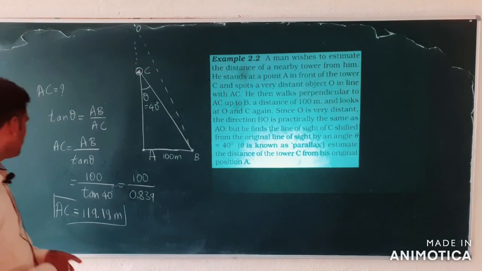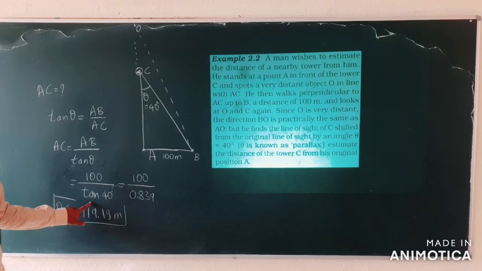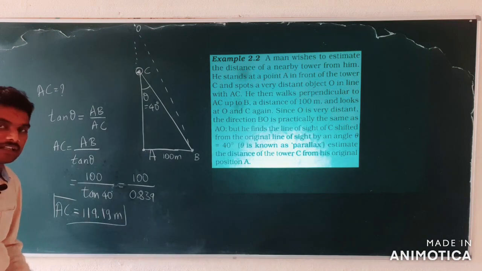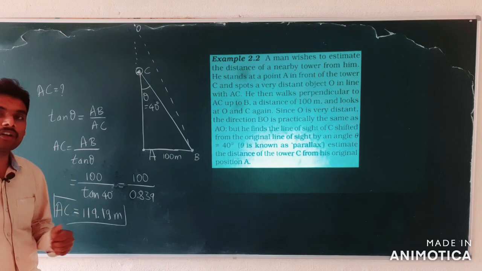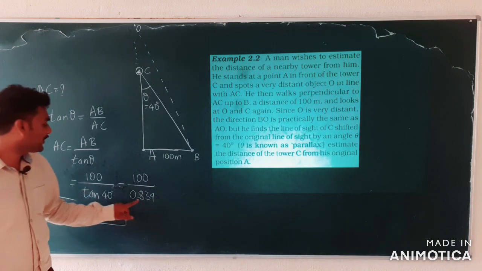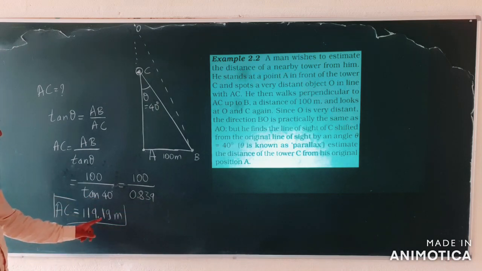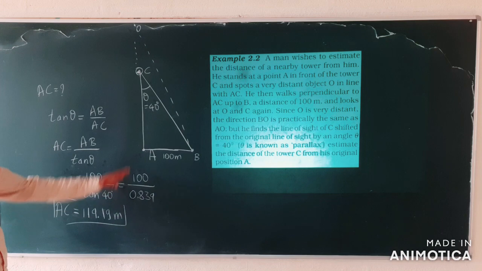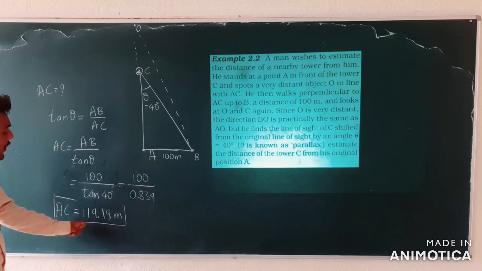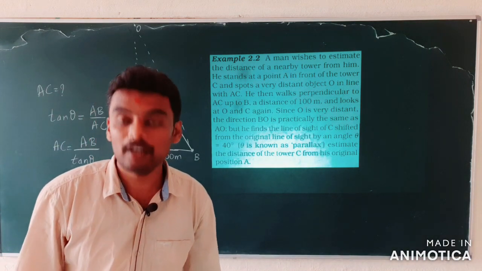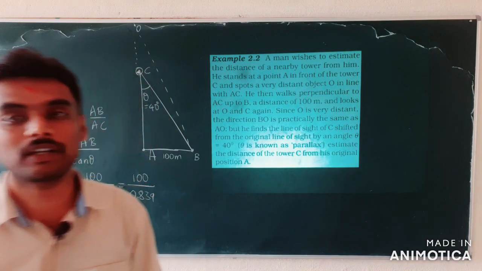So I've done the calculations. Tan 40 is 0.839. How to obtain this value? You have to make use of log table, not scientific calculator. Scientific calculator is not allowed. So tan 40 is 0.839. 100 by 0.839 is going to be 119.19 meter. So AC is nearly equal to 119.19 meter. Very simple calculation, and this is based on trigonometry and parallax method. Okay.